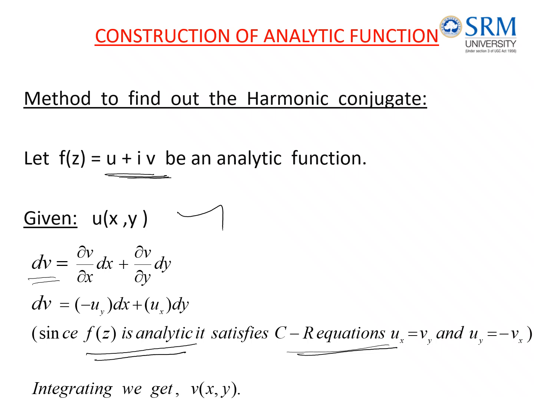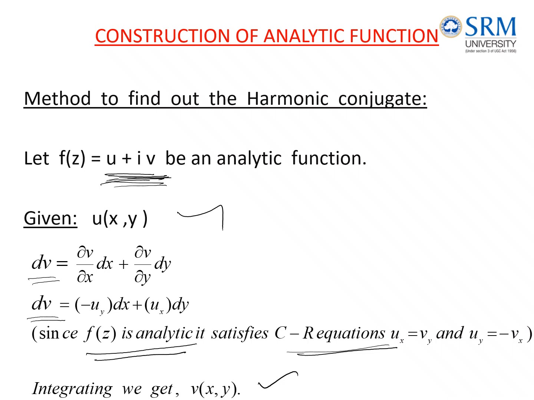After rewriting like this, we can substitute the partial derivative of u with respect to x and the partial derivative of u with respect to y in this. Then knowing dv, upon integrating, we can get v. So this is how we can find the function v, which is otherwise called the conjugate harmonic function. If we know u and v, substituting here, we can get the analytic function.